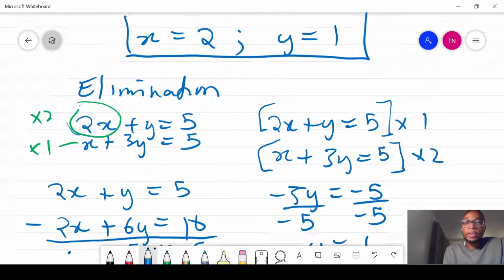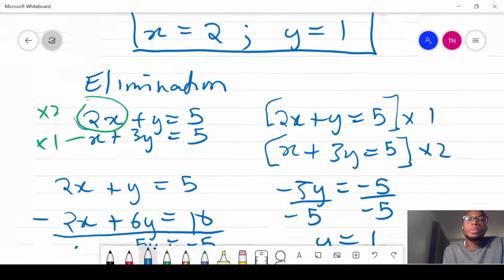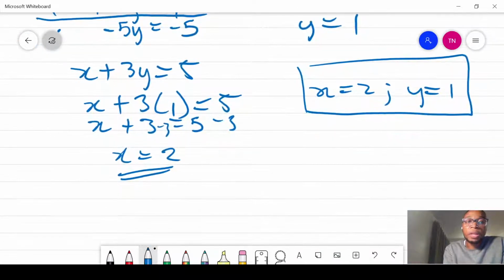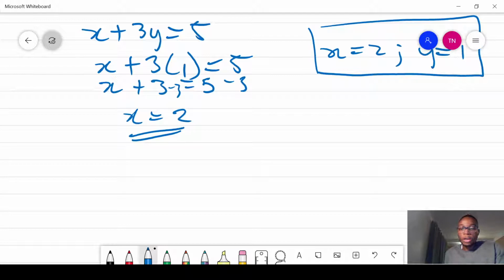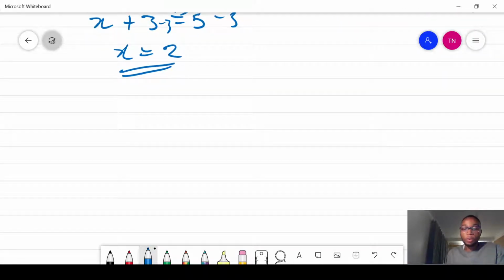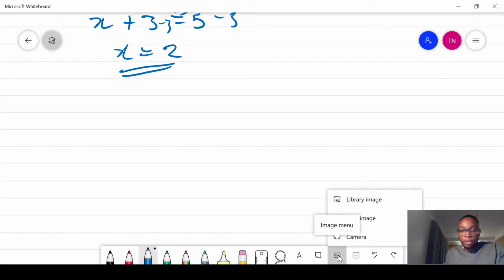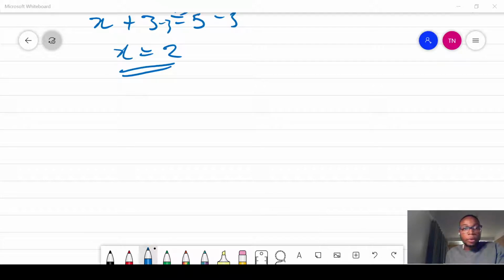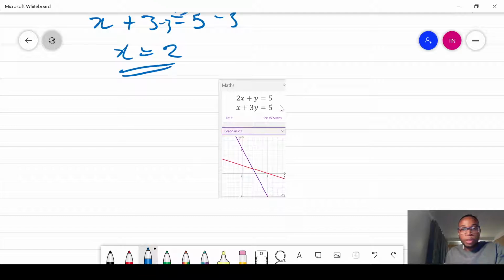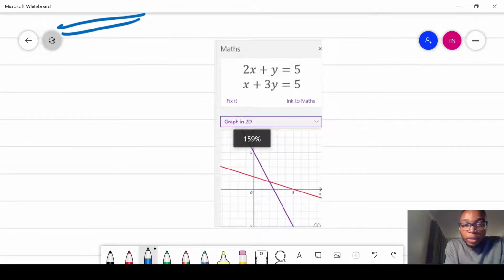So now let's look at the first example. What did we have? x equals to 2, then y is equals to 1. Then we can also do the same thing by graphing. So graphing, I'm not going to draw the graph here, but I'm just going to put an image from my computer and show you what it would look like if you graph it. So this would be the image that we had.